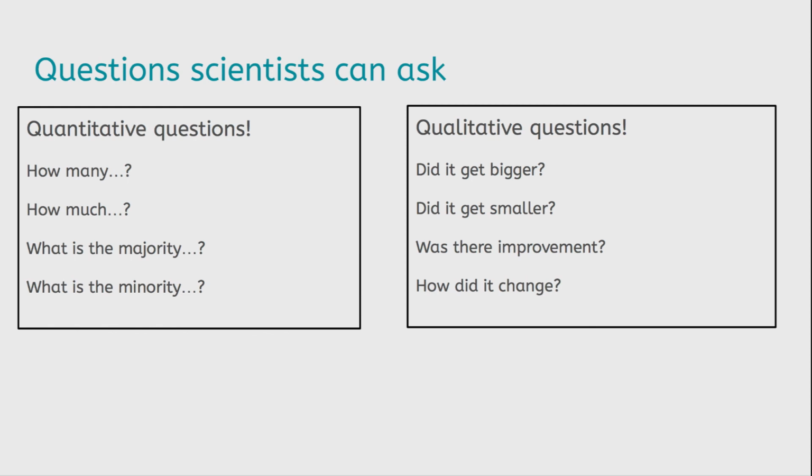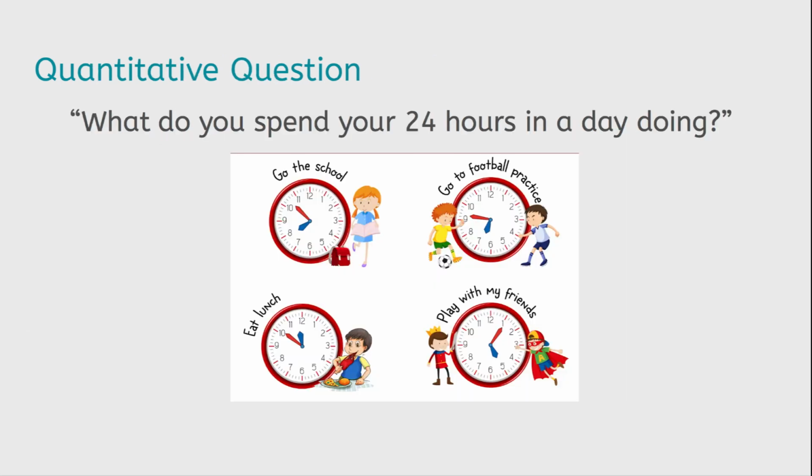So in general, there's two types of questions that scientists can ask. The first type of question that we're going to go over today is quantitative questions. Those are questions about numbers. They go over how many, how much, and what is the majority or the minority. Today, we're going to ask a quantitative question. It's going to be something like, what do you spend your 24 hours in a day doing? So how do you break up your time in the day?